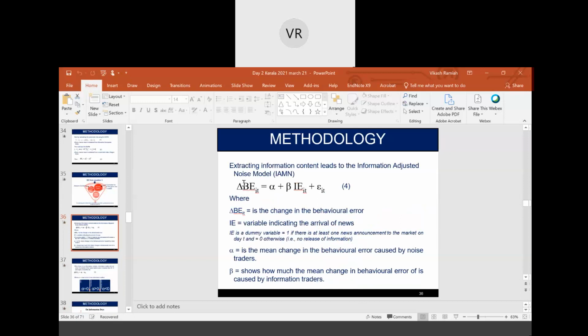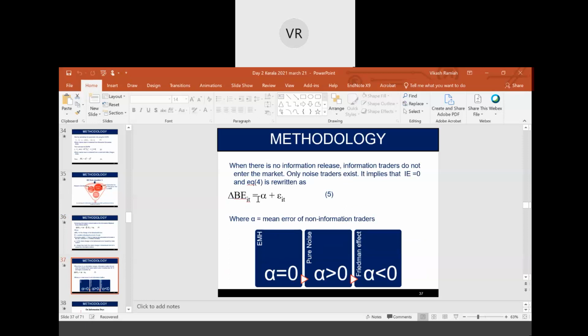So we develop this model by looking at the change in behavioral error. We run it any time information arrives, and IE is a dummy variable, 1 for when information arrives, 0 when it doesn't. Alpha represents noise traders, beta represents information traders. Now I can start playing with them. If there is no information on the day, IE is 0, 0 multiplied by beta, I have only the alpha. So that gives me this equation here. According to EMH, alpha should be 0 in a very efficient market. If alpha is not 0, you can have a positive or a negative reaction. We sort of name these two instances.